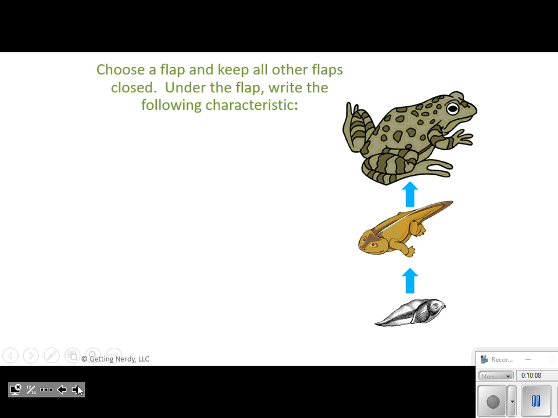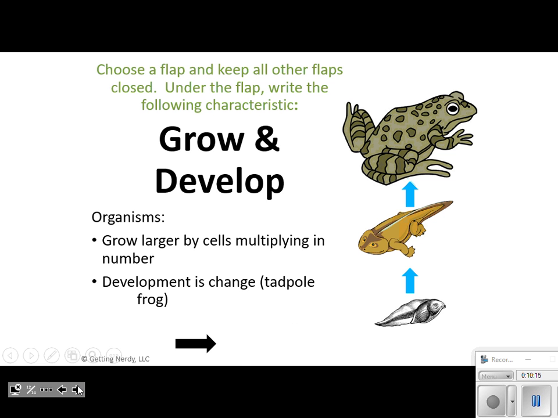All right, look at this one right here. Another flap. You know what this flap is? It grows and develops. Living things grow and develop. We can see that we have the tadpole. All of a sudden, the tadpole's starting to get some legs. And then the tadpole turns into the frog. They grow larger by cells multiplying in number. The development is change, the tadpole to the frog.